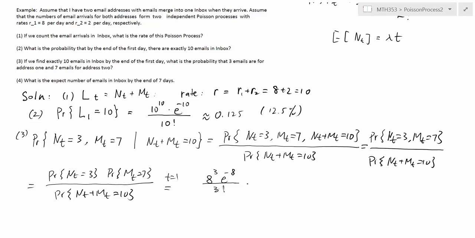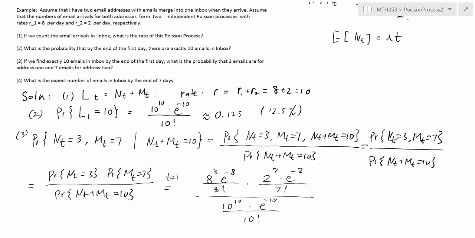And then multiplied by second one, the rate is 2 now, but now k is 7. So we have 2 to the power 7. And then multiplied by e to the negative 2. And over here is 7 factorial. And that's the numerator. And denominator, we already have it. And that's going to be 10 to the power 10, and times e to the negative 10 and over 10 factorial.